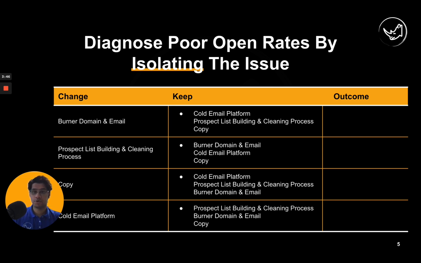You have the burner domain in the email, which is more of a technical aspect. You have the actual prospect list. Is it well researched and is it cleaned, which we talked about in the earlier lessons. There's the copy, including preview text and call to action, and the cold email platform itself. So what we have here is a matrix where I want to identify which one of these variables is causing problems, or which of these is the exact issue.